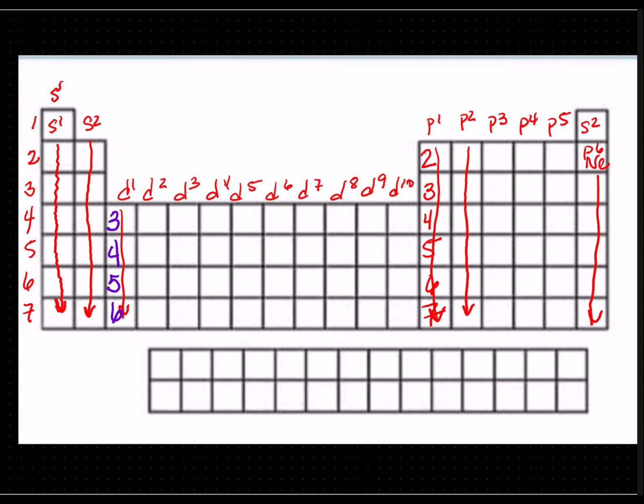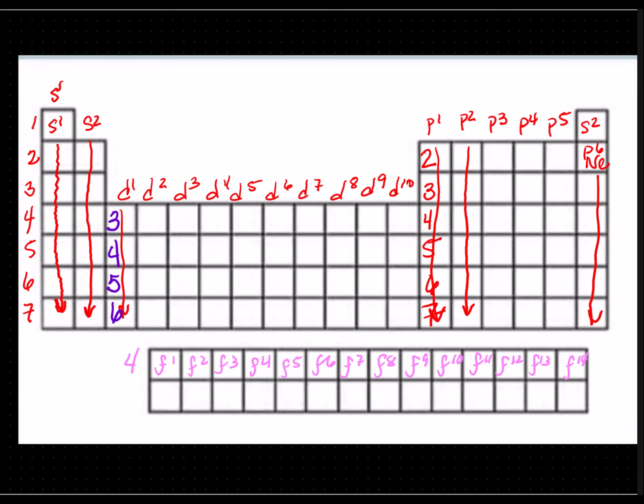The rare earth elements, the 2 rows that are pulled out of your periodic table, is the F block. F can have 14 electrons. So everything here is F1, F2, F3, F4, F5, F6, F7, F8, F9, F10, F11, F12, F13, F14. The first time you see the F block is energy level 4.